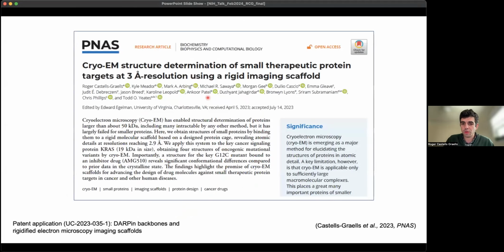And if you are interested to learn more about this, we have published this work. And now we have also like a patent. So if you want to access this technology, you can also contact the patent office at UCLA.